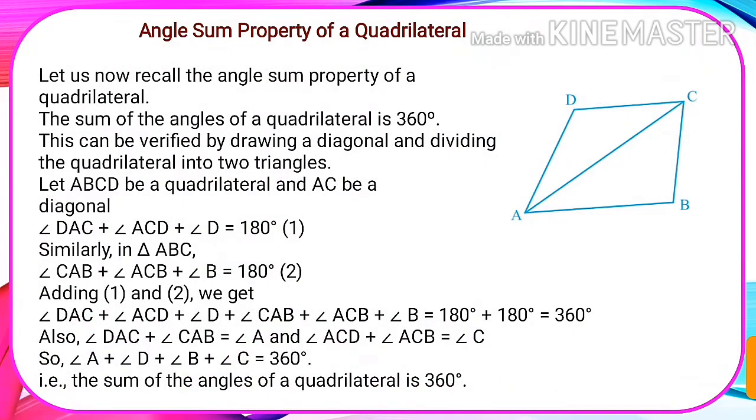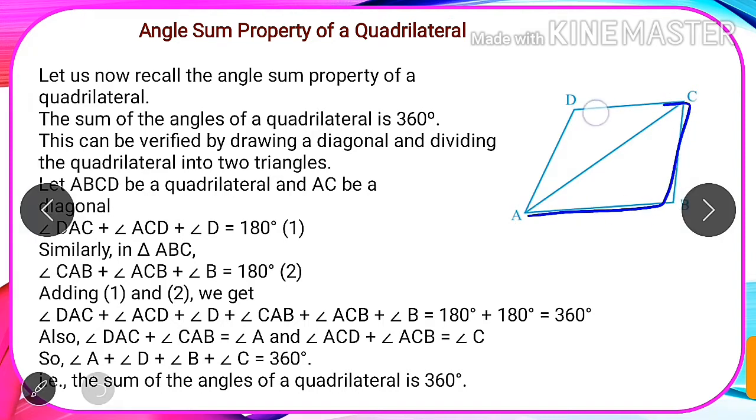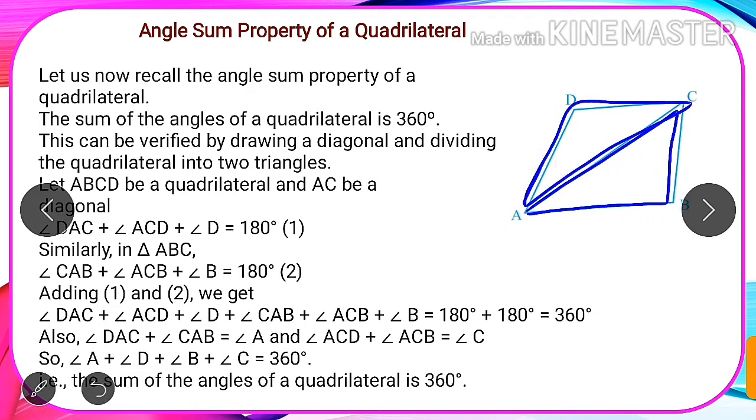Let us see another important property of a quadrilateral. We should remember that the sum of all interior angles of a quadrilateral is equal to 360 degrees. Let's prove this. Let ABCD be a quadrilateral, and now we see that ABC is a triangle and this one is also a triangle, and we all know that the sum of all angles of a triangle is equal to 180 degrees.